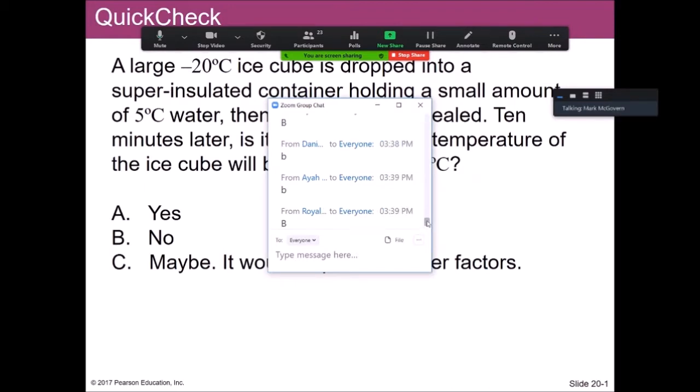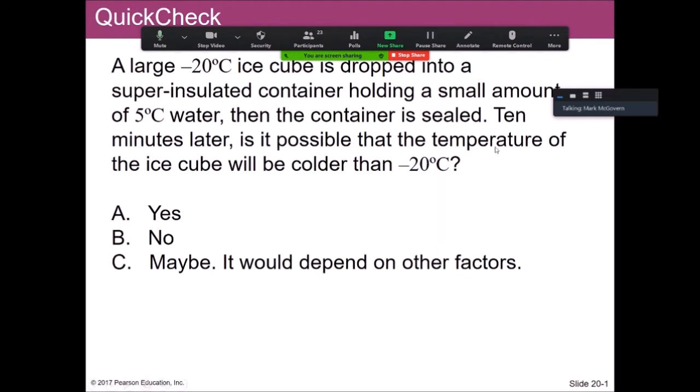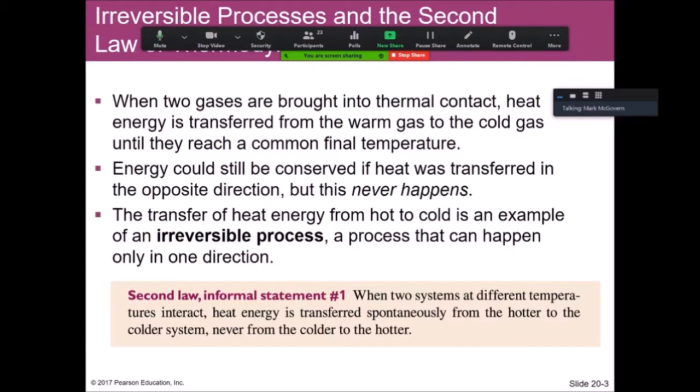A lot of people saying B. And I like that because the answer is B. You cannot get the ice cube colder. This is a fundamental aspect of thermodynamics and is what we call the second law of thermodynamics.